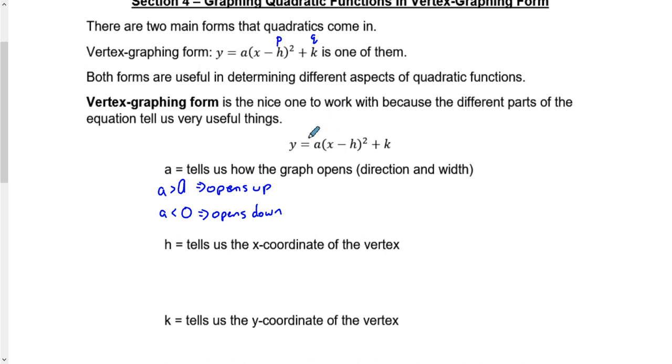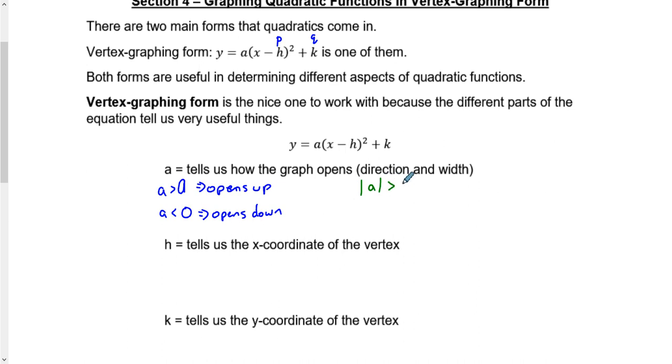The a value can never be 0. If it's 0, then you're not actually going to have a quadratic. So that tells you the direction. The width, though, depends on the absolute value of a. This is the form that means absolute. It's a concept that's done in pre-calc, but overall, it just means the positive value of it.